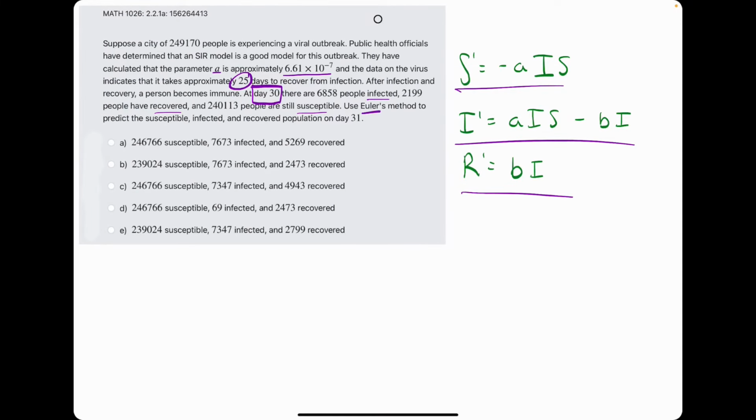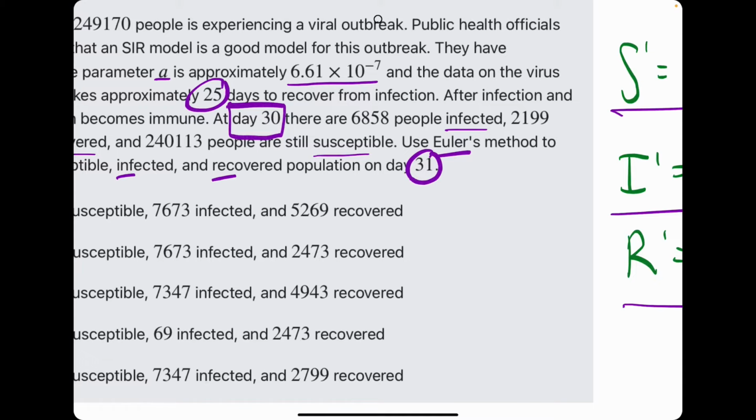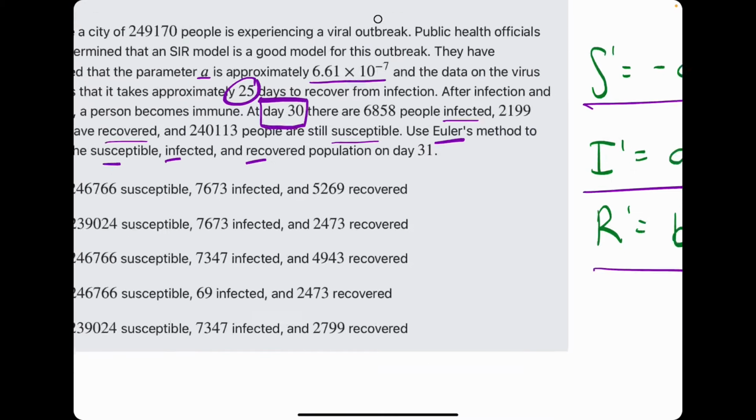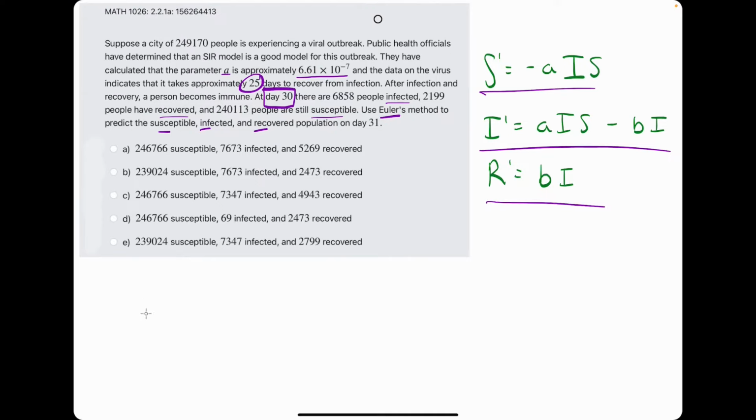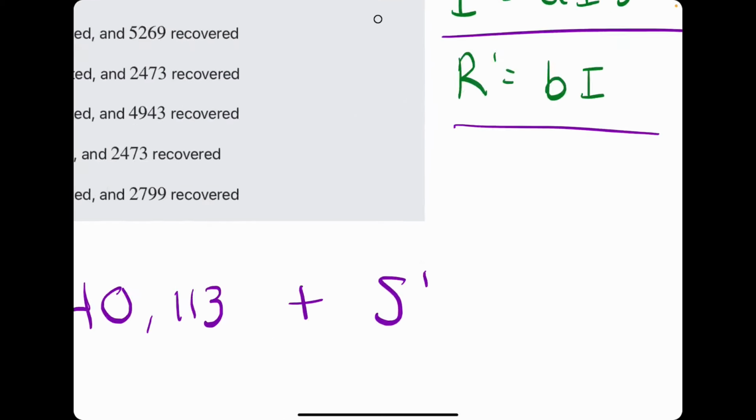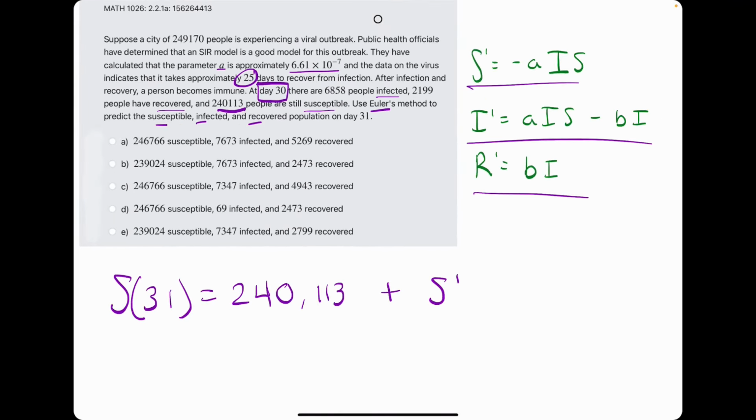Then they say use Euler's method to predict the susceptible, infected, and recovered on day 31. So just the next day after day 30, right? So all we need to do really is find the susceptible on day 31, which will come from the susceptible on day 30, which they tell us is 240,113. On top of that value, we will add the rate of change for the susceptible, the amount that it's predicted to change by per day. And then we multiply that by the change in days. But the change in days is just from 30 to 31, so it's just a change of 1.